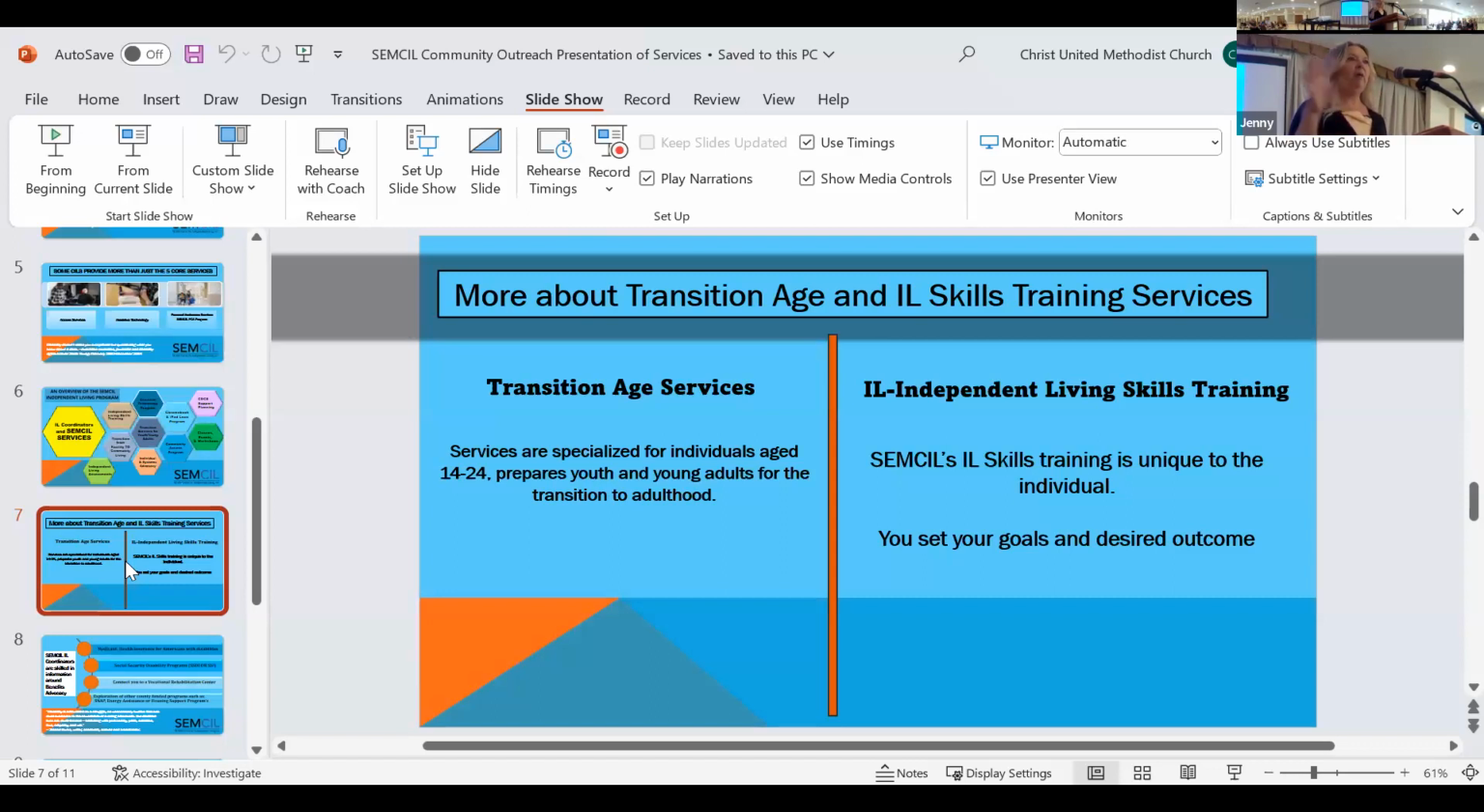Just anything that you could think of that would have to do with getting that first job. We explore that with kids and help them transition into that. Obtaining a driver's permit: we have a working relationship with the DMV where the test is administered at SEMCIL in a group setting with accommodations.